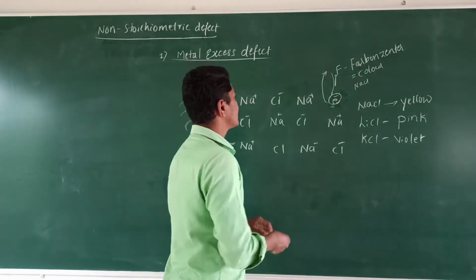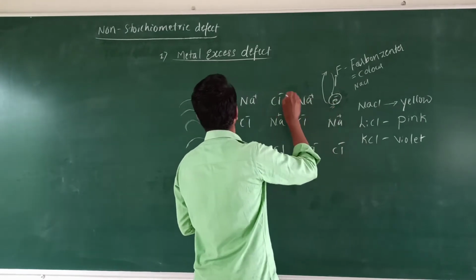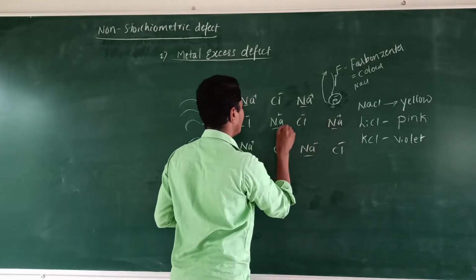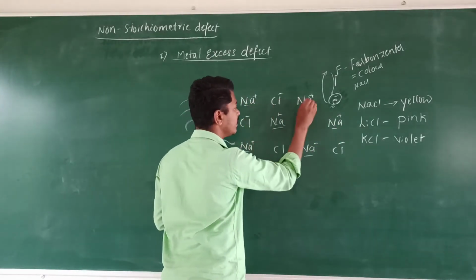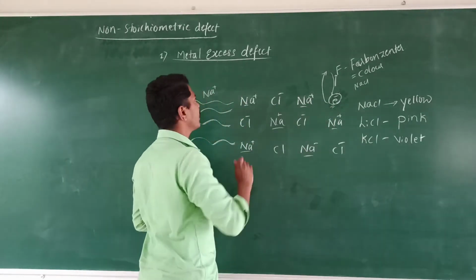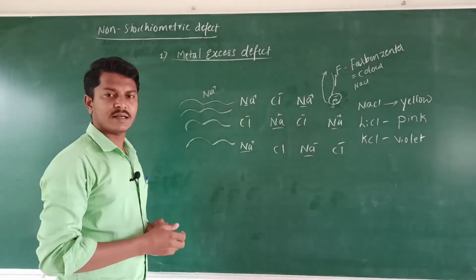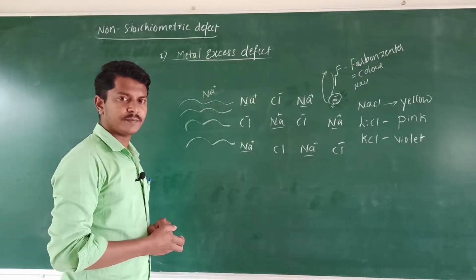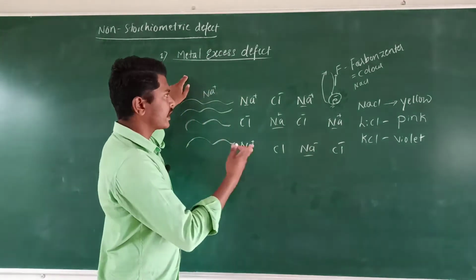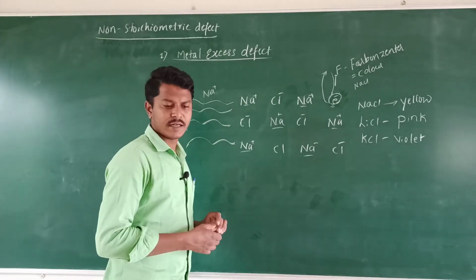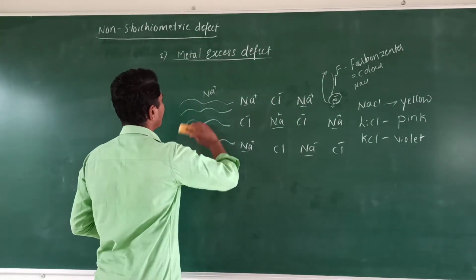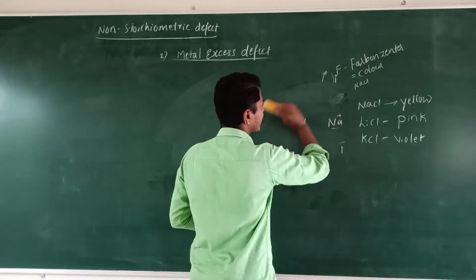Why is it called metal excess? Metals are in maximum number and non-metals are fewer in number. That's why this is called metal excess defect. Got it? This is one way of metal excess defect. Another way is the presence of some extra cations in the interstitial sites of the crystal.